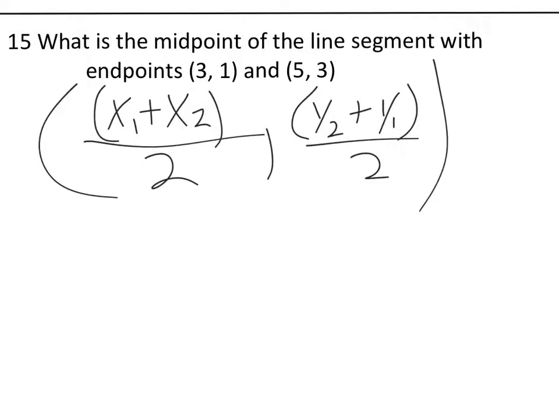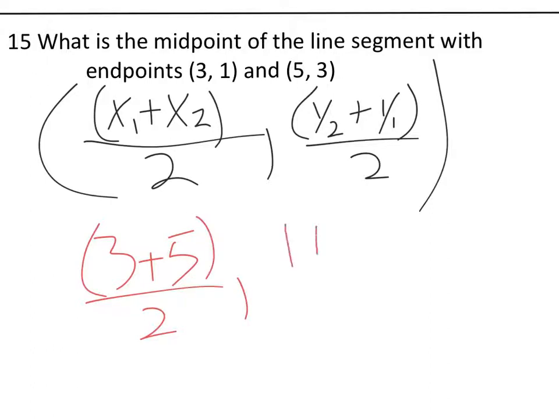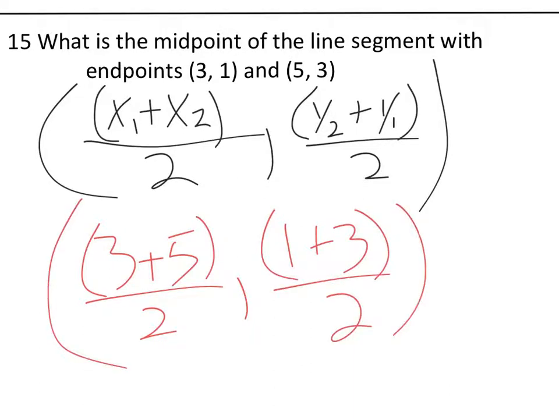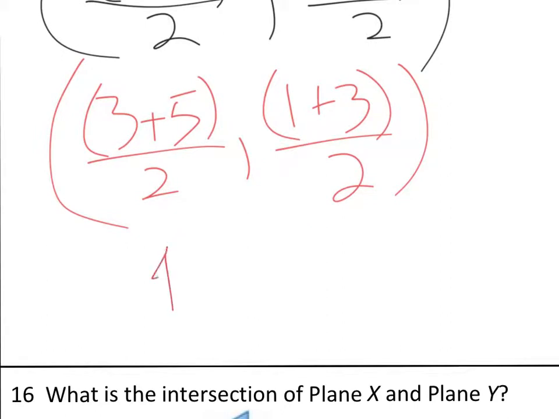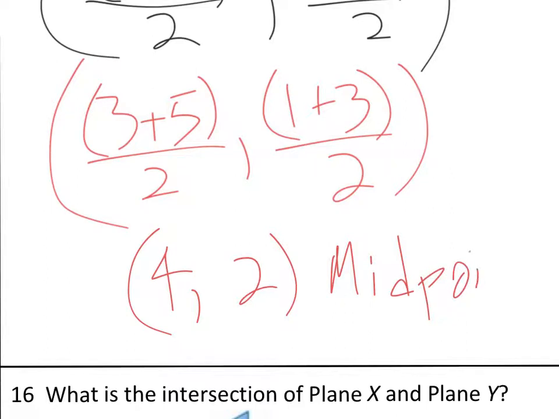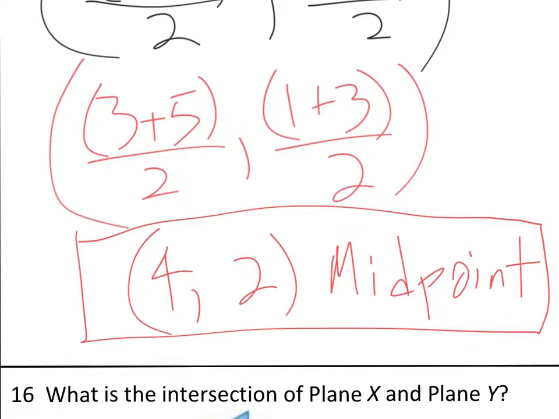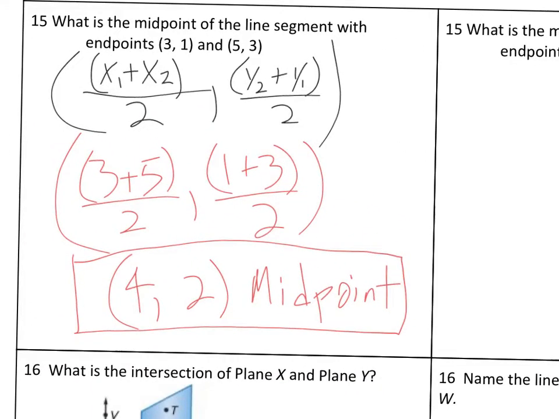So I'm going to add together my 2 x-coordinates. That's 3 and 5. So I'm going to say 3 plus 5 over 2, comma, and then I'll add together my y's, 1 plus 3 over 2. Alright, so 3 plus 5 is 8. 8 divided by 2 is 4. So 4, comma, and then 1 plus 3 is 4, divided by 2 is 2. 4, comma, 2 is my midpoint. So this one was much easier than the previous midpoint problem, because I wasn't given my midpoint, I was given my endpoints, and I just had to figure out the midpoint.